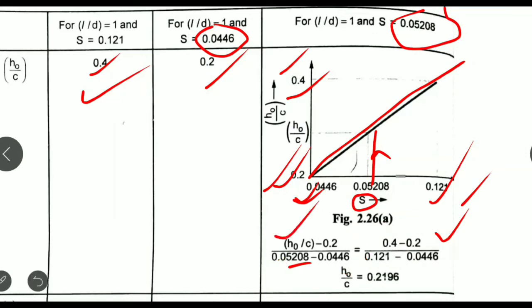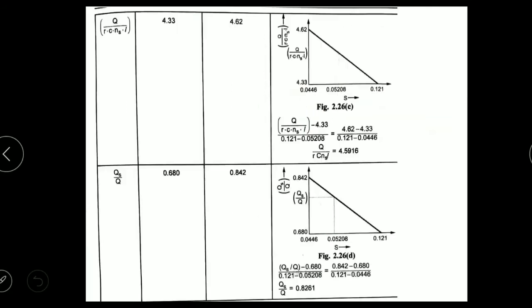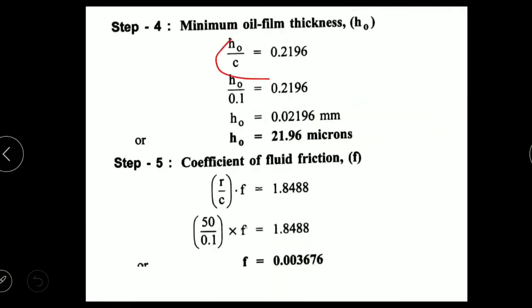After equating, the unknown is H0 by C. How much is it? 0.219. Clear? I know the clearance, so multiplying by the clearance I will get the minimum oil thickness. Understood? If any query, you can pause the video, revise it, rewind and play. Now see, the H0 by C first part is over. Now what they have asked is the minimum oil film thickness. This we can calculate because I can directly multiply by the clearance to get the minimum oil film thickness. That calculation also I will show. See here, this is how much H0 by C we get.